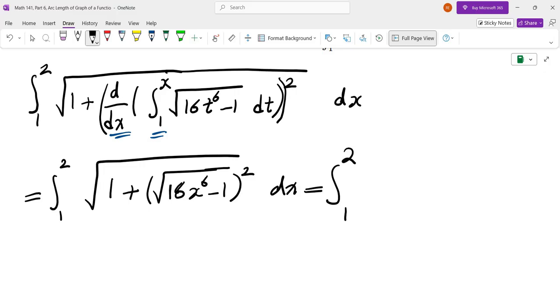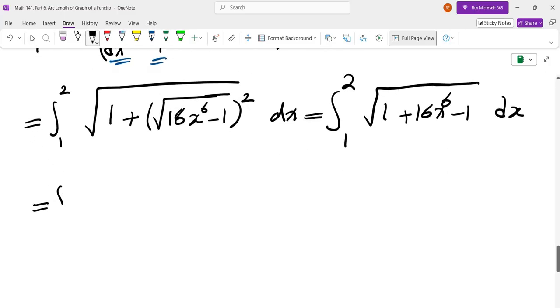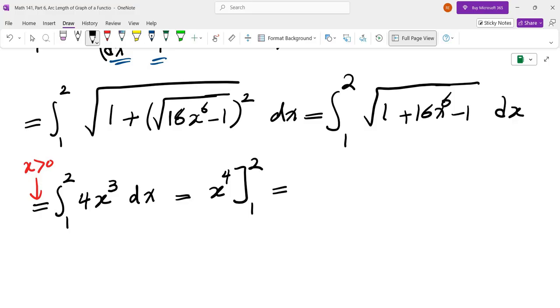This is the integral from 1 to 2 of the square root of 1 plus 16x to the 6 minus 1 dx, which is the integral from 1 to 2 of 4x cubed dx. And again, here x is positive. Because of that, I can say the square root of x to the 6 is x cubed. Otherwise, it would be negative x cubed. And this is x to the 4th, the integral of that from 1 to 2. So this would be 16 minus 1. So the answer to this one is 15.